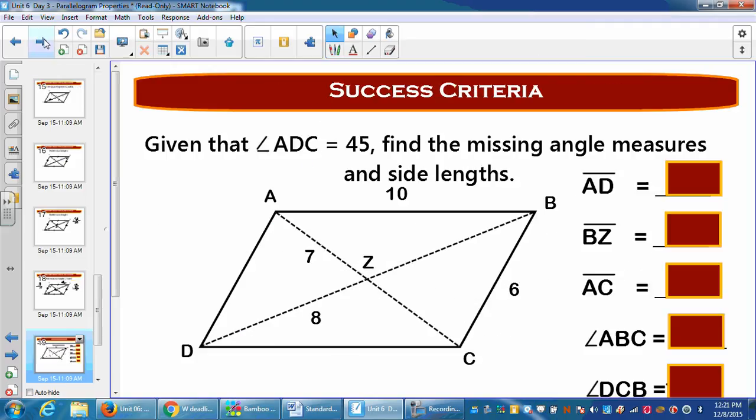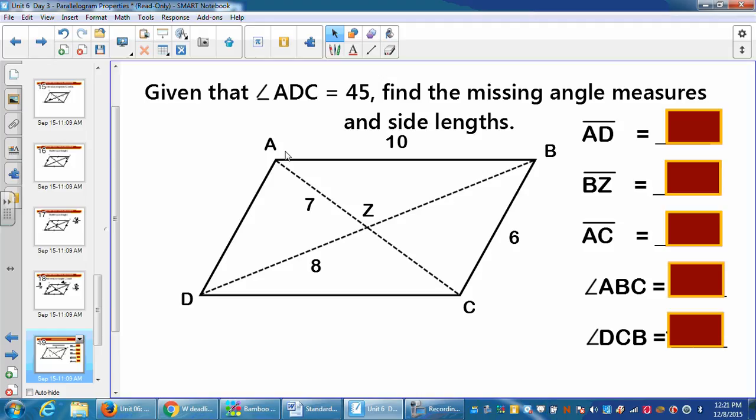All right, let's move on. Here is the success criteria. Hopefully you could do this. Let's go through this. Given angle ADC, ADC is 45. So this big angle here is 45 degrees. Find the missing angle measurements and side lengths.